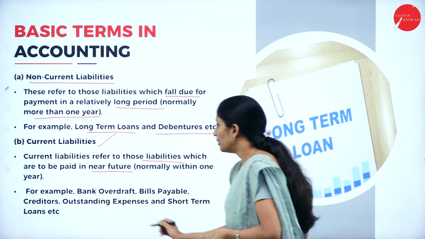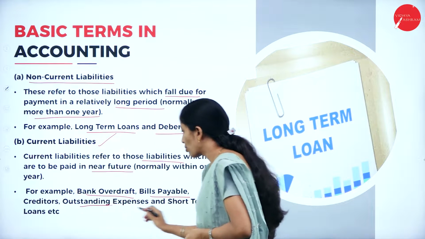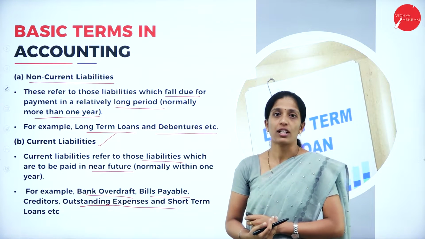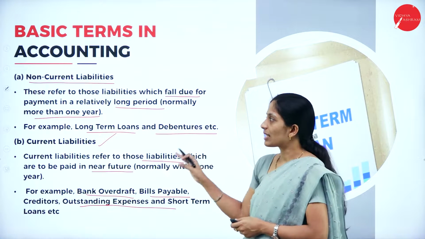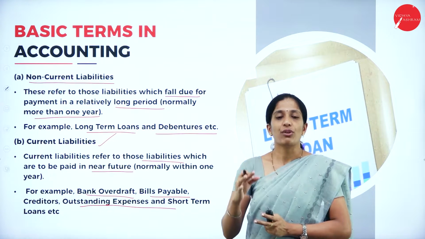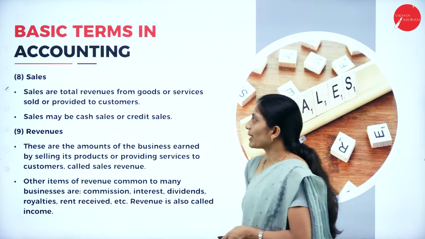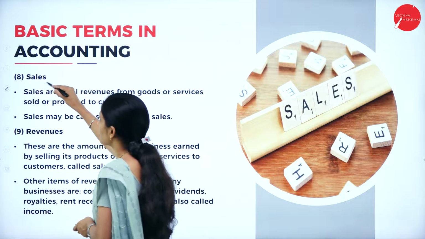For example, bank overdraft, bills payable, creditors, outstanding expenses and short-term loans, etc. So these are the best examples for current liability where the duration is very short, that is less than 1 year. Now coming to the next term, that is sales.